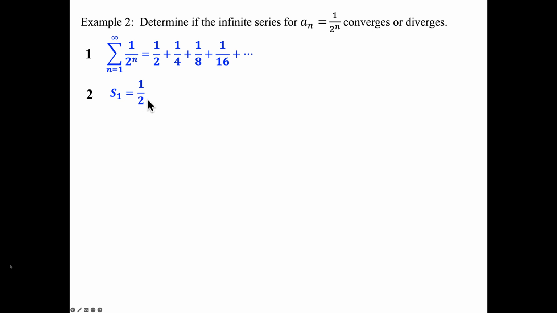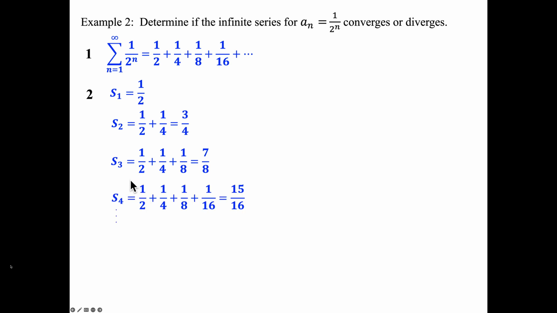Step 2, start to write out your partial sums. 1 half plus 1 fourth, or we could say 2 fourths plus 1 fourth, is 3 fourths. The sum of the first three terms, 4 eighths, 2 eighths, 1 eighth, add up to be 7 eighths. S sub 4, denominator 16, that's going to be my common denominator: 8 over 16, 4 over 16, 2 over 16, 1 over 16 adds up to be 15 over 16.